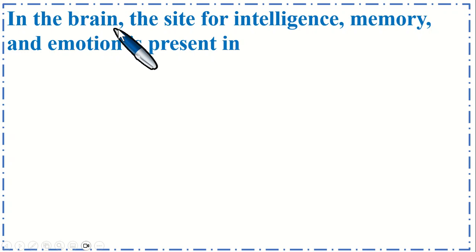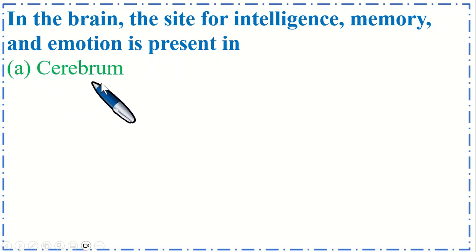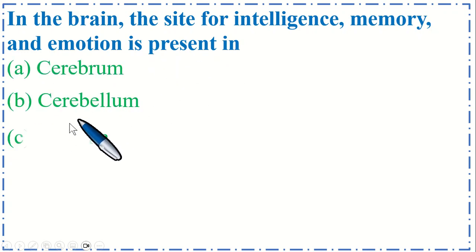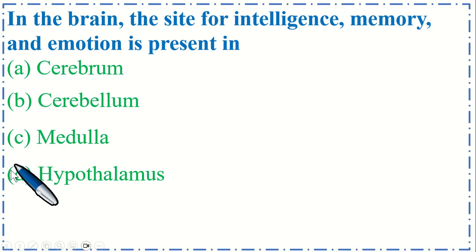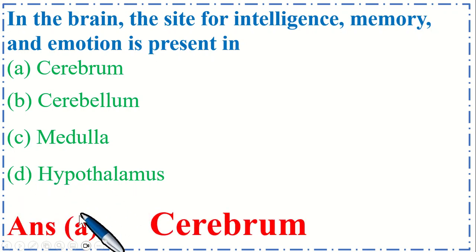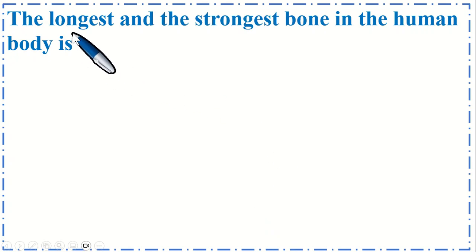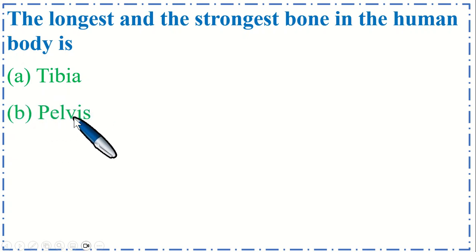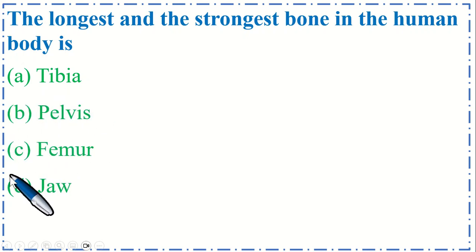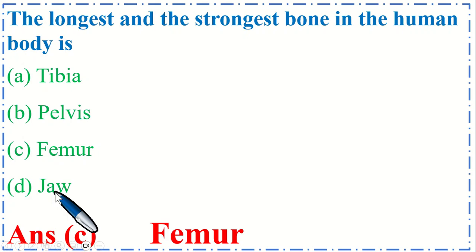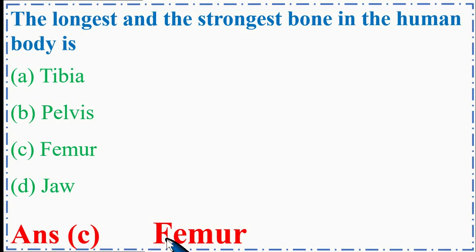In the brain, the site for intelligence, memory, and emotion is present in option A cerebrum, B cerebellum, C medulla, and option D hypothalamus. So the correct option is A cerebrum. The longest and strongest bone in the human body is option A tibia, B pelvis, C femur, and option D jaw. So the correct option is C, femur.